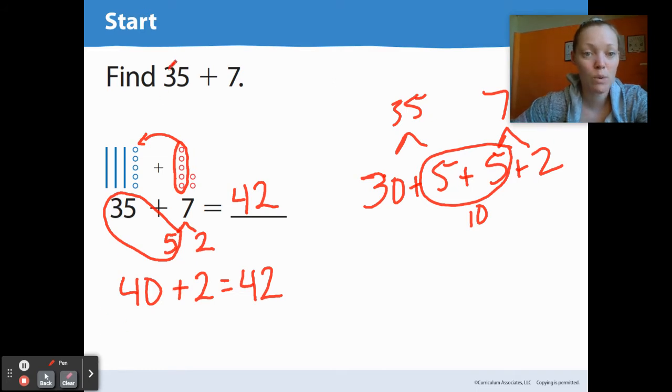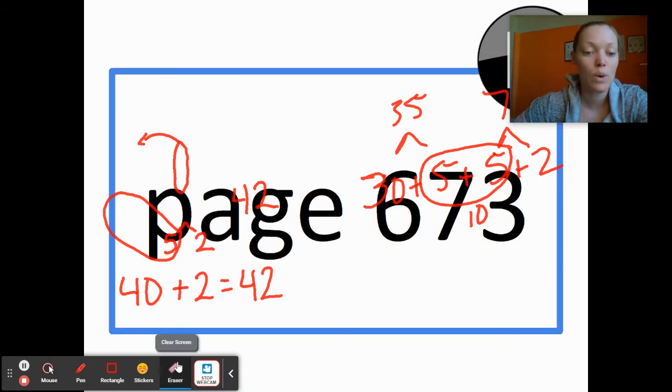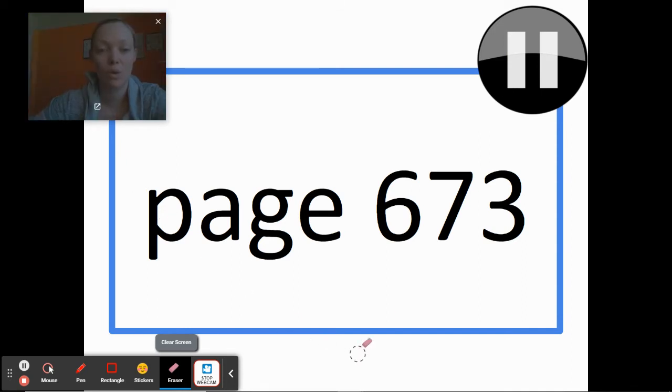So that is what we were working on with our two-digit and one-digit numbers. So you might want to think about this as we group 10s and 1s together today, or organize them so that they're together. We are working on page 673, so go ahead and turn to that if you're not already there.